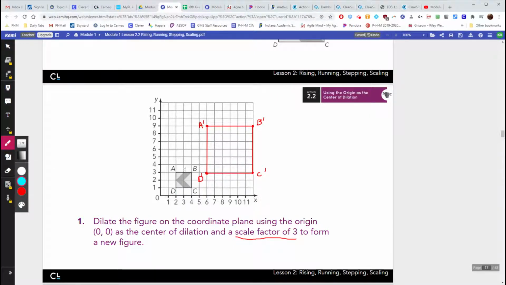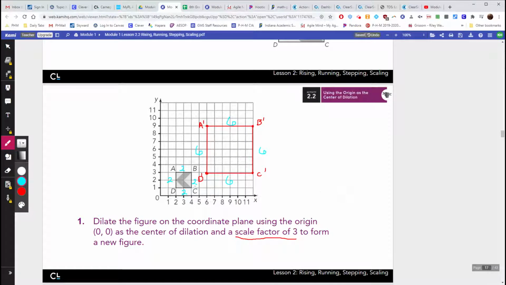So from A to B, this is 2 units. B to C, it's also 2 units. It's a square, so it's going to be 2 units on each side, right? Let's count how many units we have here. 1, 2, 3, 4, 5, 6. 1, 2, 3, 4, 5, 6. It's going to be 6 units on each side.